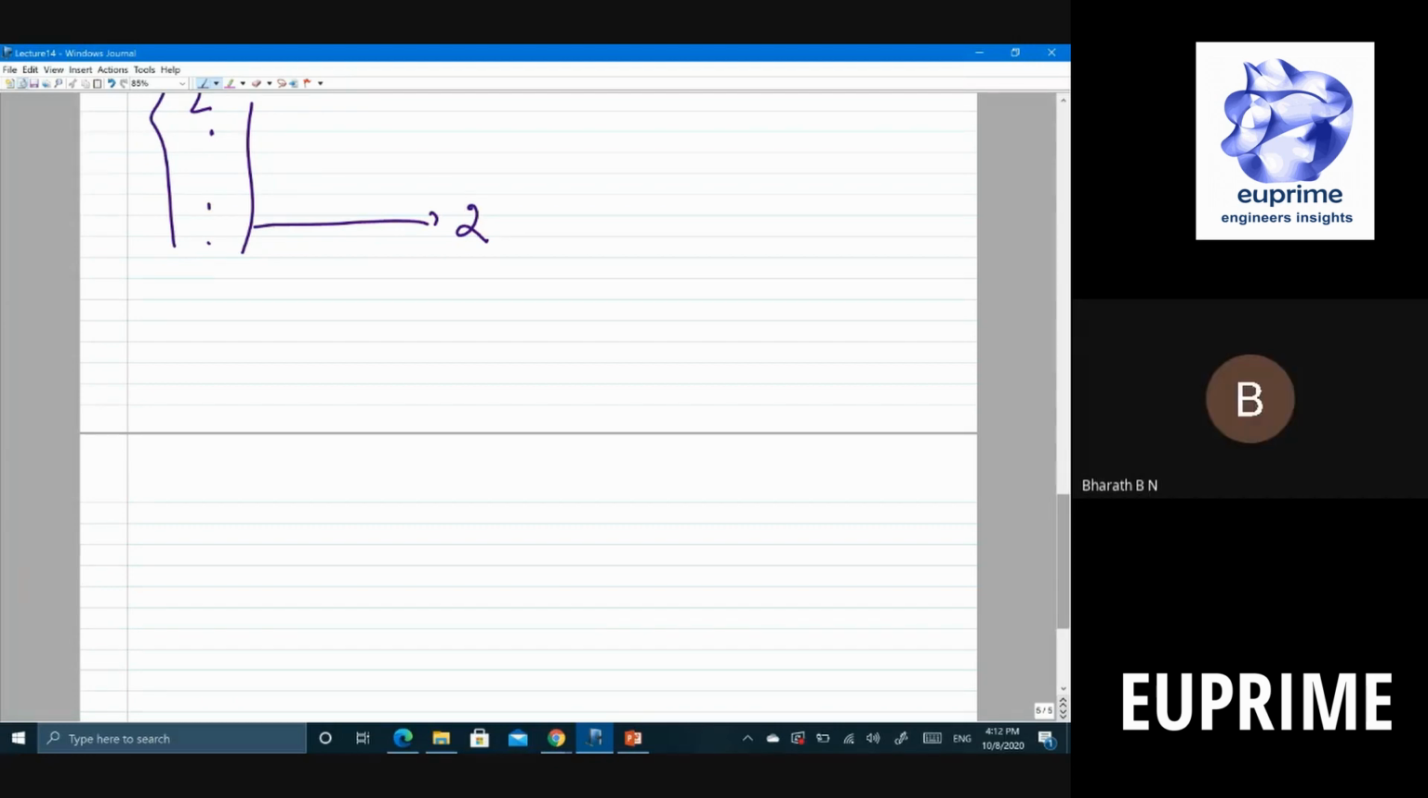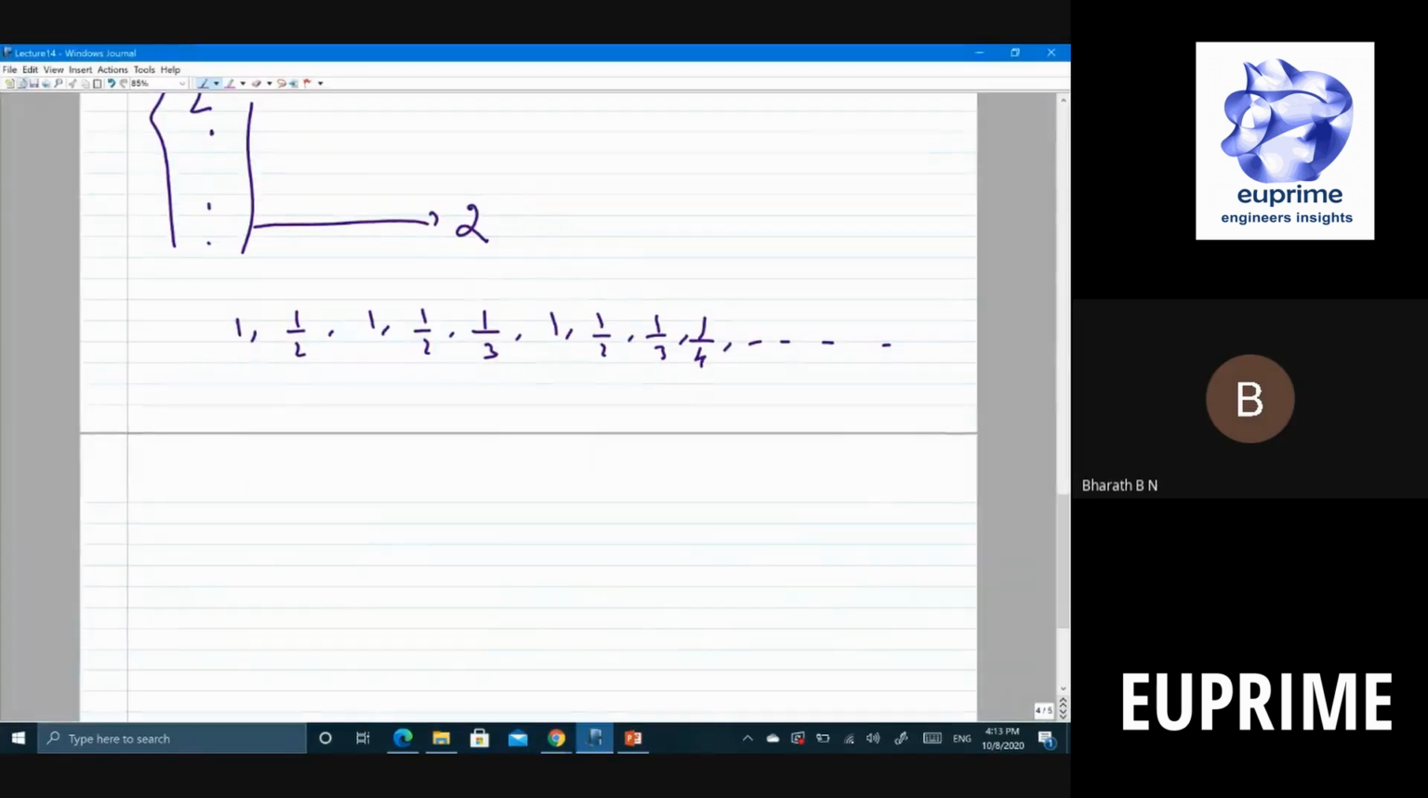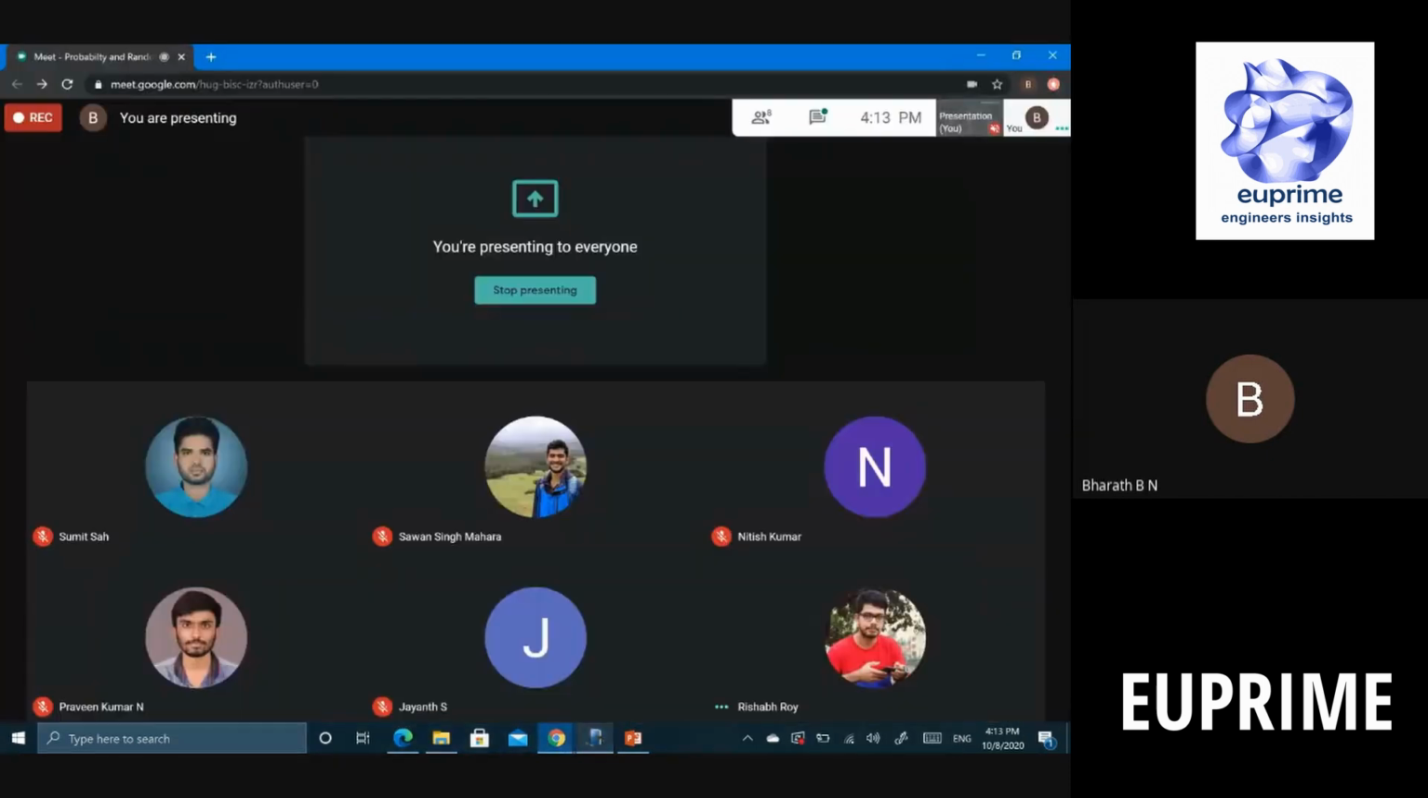So I can write maybe another sequence. For example, 1, 1 by 2, then 1, 1 by 2, 1 by 3, then 1, 1 by 2, 1 by 3, 1 by 4, and so on. Now, what do you think is the lim inf of this? Can somebody else tell me? Maybe Jayant or Rishabh, can you tell me? Lim sup of this?